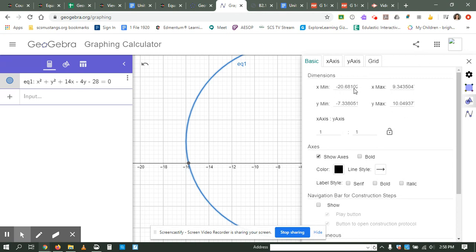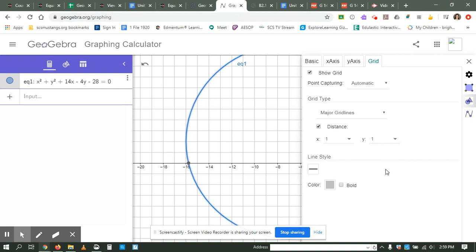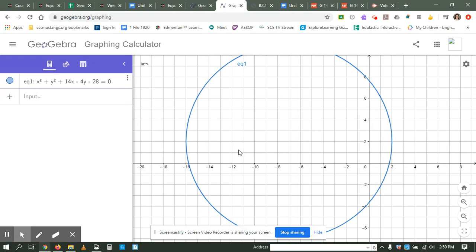So I'm going to go into my settings, into my grid settings, and I just want my major grid lines, and for the distance, my x is 1, y 1, there we go. And so widest point here, and I can count the spaces and then figure out by doing the math that my center is here. So that can help you double check your completing the square to figure out what the equation of that circle is going to be.